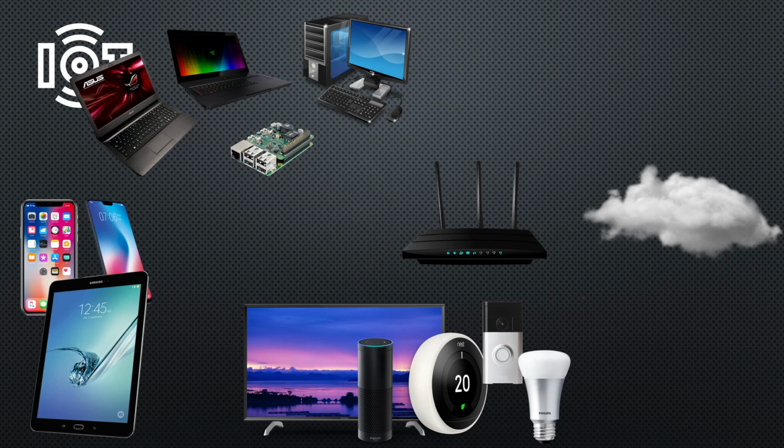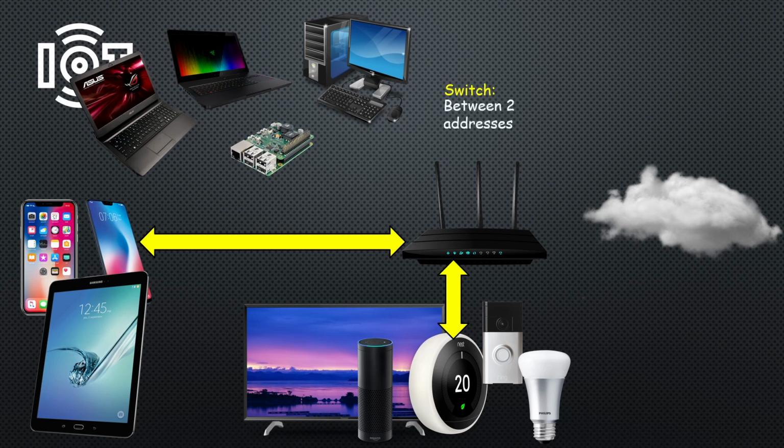These days, if you want to send data between two devices, for instance between our phone app and our heating thermostat, our network uses the switch in our router to connect between the addresses of each device. The switch has an IP address, as does every other device on our network. However, our switch doesn't use IP addresses to route data.